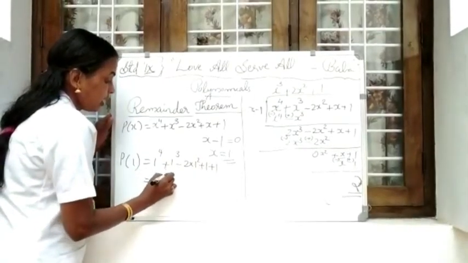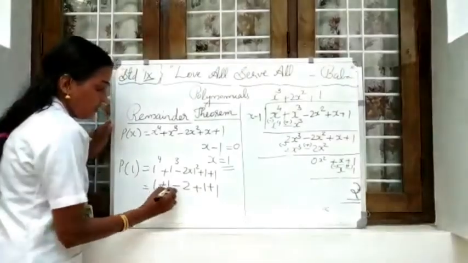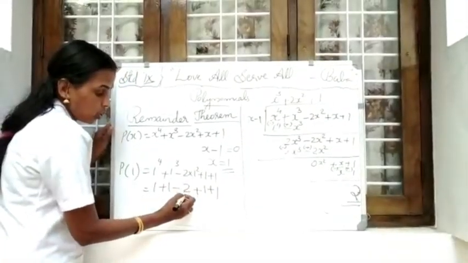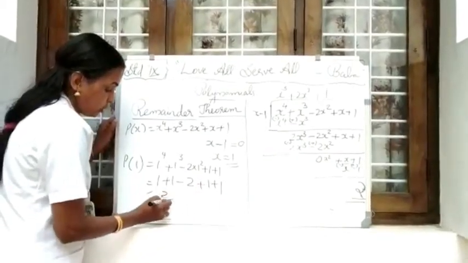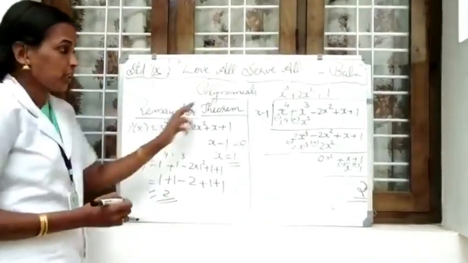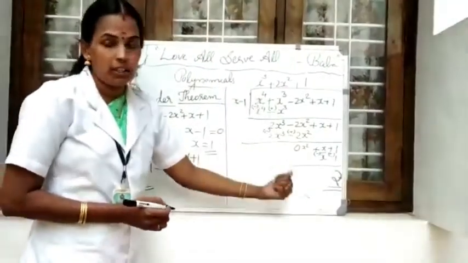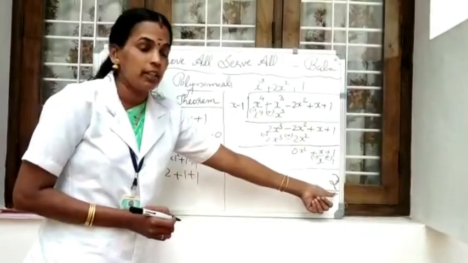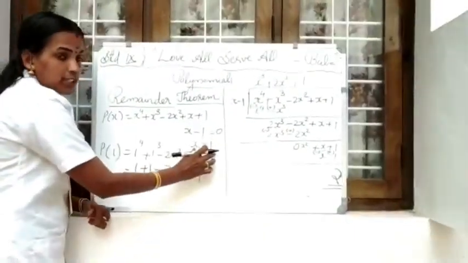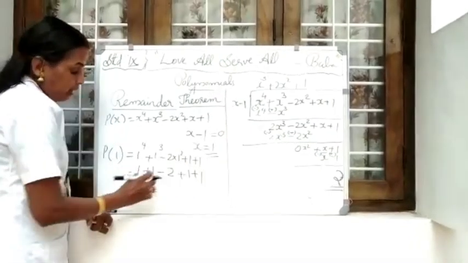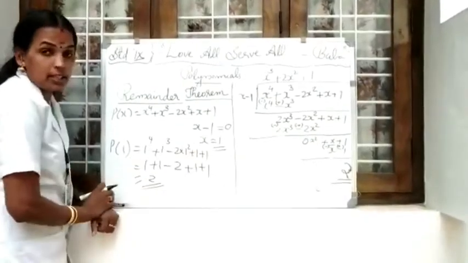It is equal to 1 plus 1 minus 2 plus 1 plus 1. 1 plus 1, 2. 2 minus 2, 0. 0 plus 1, 1. 1 plus 1 which is equal to 2. Look at both the remainders. Here we did the division using long division method and we got the remainder as 2. Here we used the 0 of this divisor and we got the remainder as 2. Both values are same.